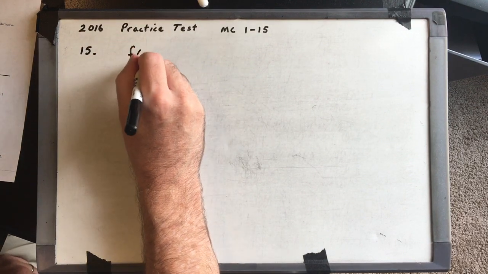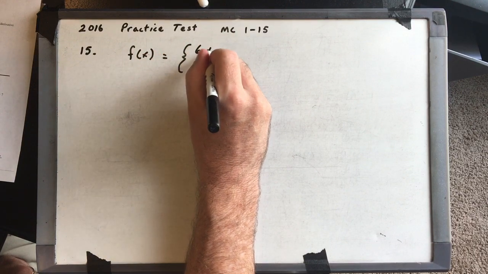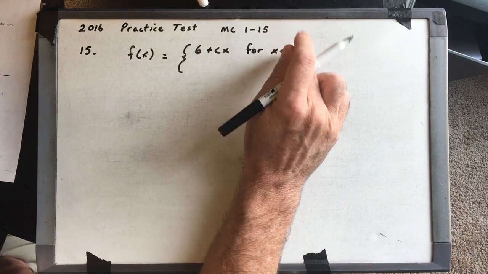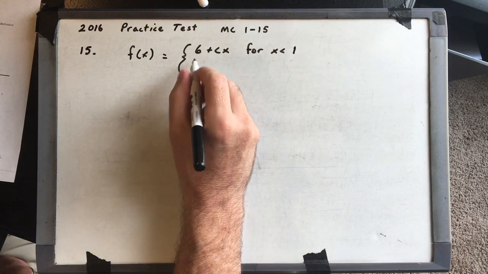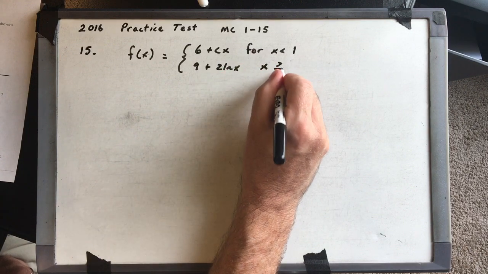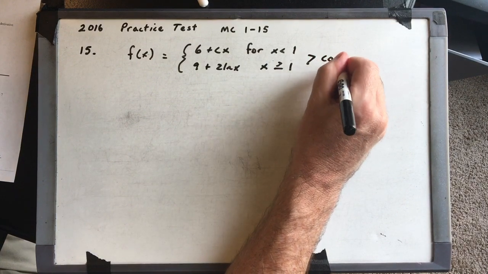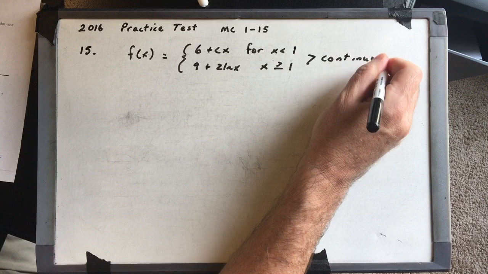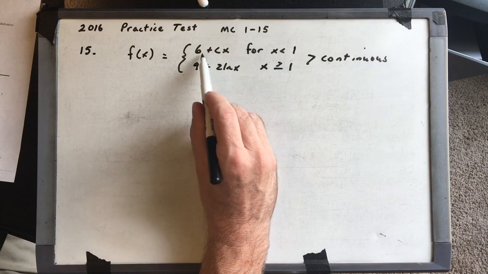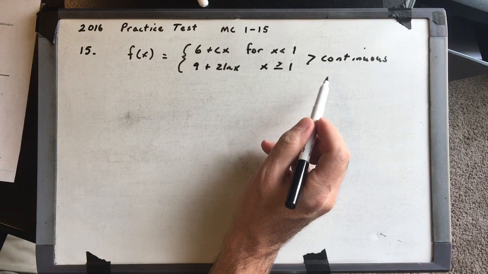So it says f of x is equal to 6 plus cx for x is less than 1, and 9 plus 2 natural log of x for x greater than or equal to 1. It says it's continuous at x equals 1. That's the key. Because if it's continuous, then the left side has to equal the right side. If it's continuous, there's no hole, there's no jump.